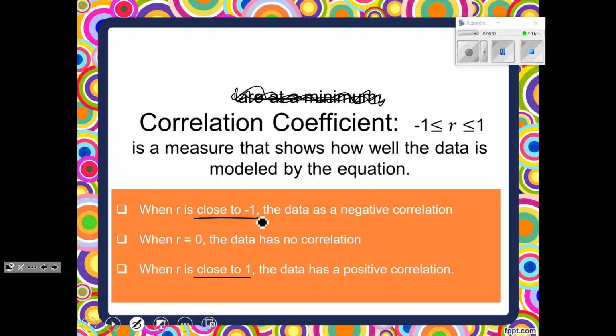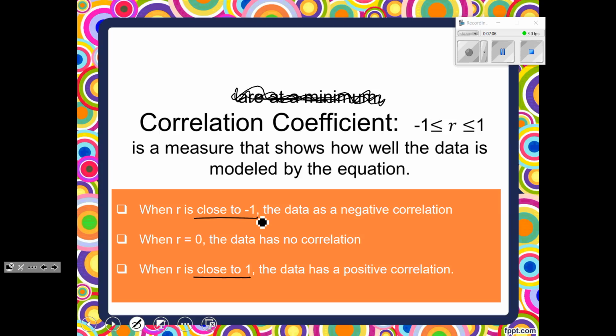But if r is exactly 1, do you know what that means? If it's exactly 1, then that means it's a perfect line. That means the line goes through every single point. So the closer it is to 1 or -1, the better the line is. Okay? If it's 0, then that means the data has absolutely no correlation whatsoever.